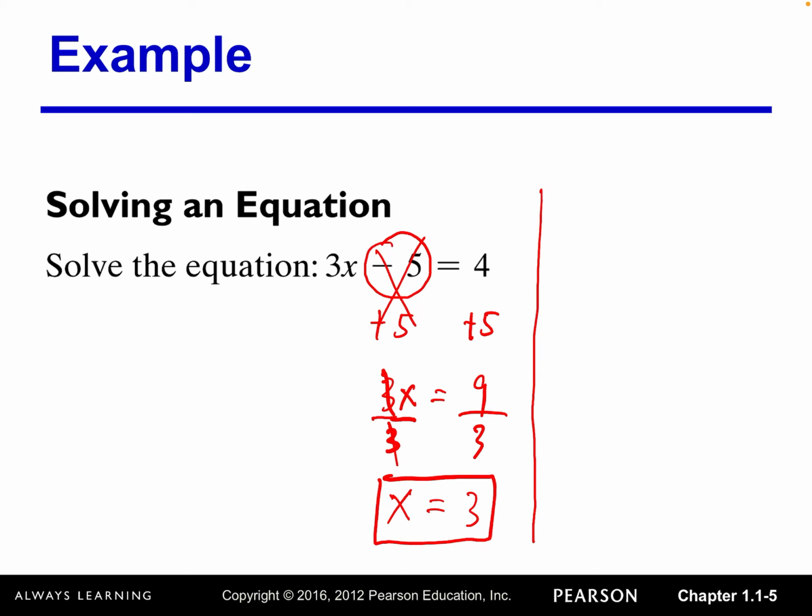Verify. So 3 times x, replace x by 3, minus 5. That equals what? That equals 9 minus 5, right? That gives us 4. So the left-hand side of the equation equals 4. Right? This is the left-hand side. The right-hand side of the equation also equals 4. So the left-hand side equals the right-hand side, and that indicates x equal to 3 is a true solution.